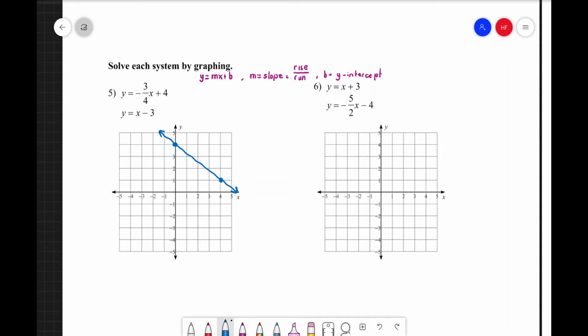And then my next line is y equals x minus 3. So negative 3 is my y-intercept. And then I have a slope of 1 since there's no number in front of x. So that means I go up 1 over 1, up 1 over 1, and so on. There it is. And that is their point of intersection. Their point of intersection is called the solution. So the solution was right here. So the solution on number 5 is 4, 1.